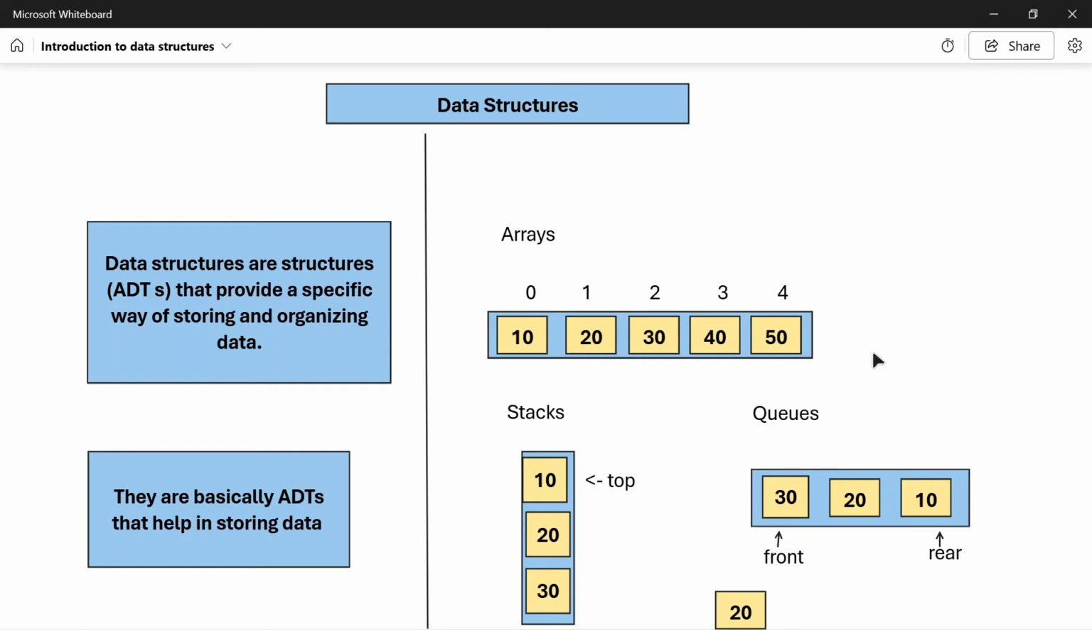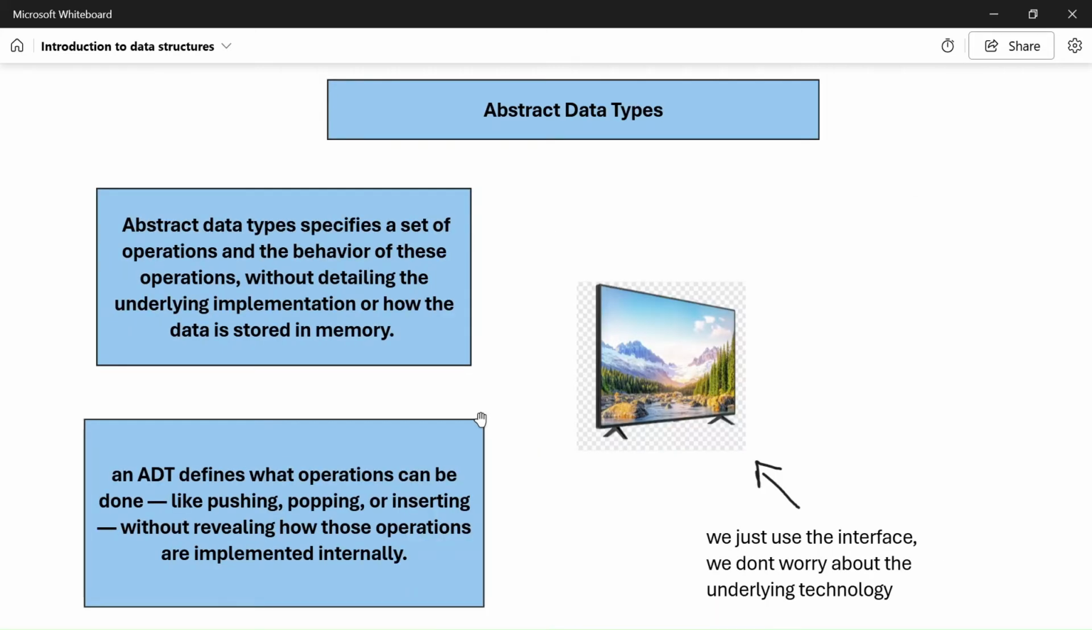Before we dive deeper into data structures, we need to understand what are abstract data types. Abstract data type specifies what a class does without talking about the implementation or how the data is stored in memory. Think of it like using a television. When you press the remote button to change a channel or adjust the volume, you don't need to know how the circuits inside work. You just use the interface. Similarly, an ADT defines what operations can be performed, like pushing or popping in a stack or inserting in an array, without revealing how these operations are implemented internally.